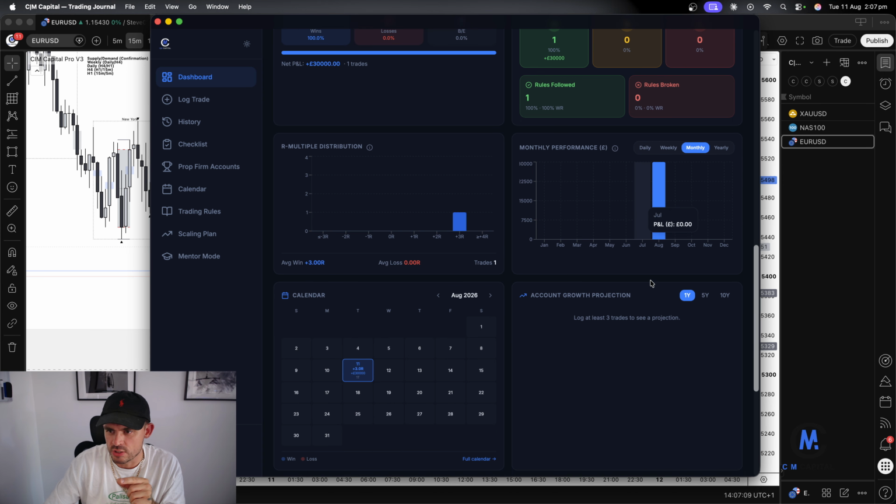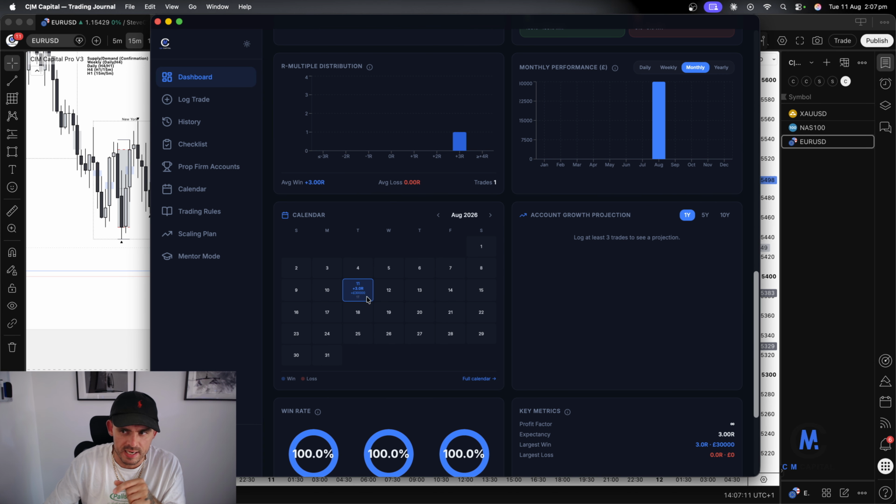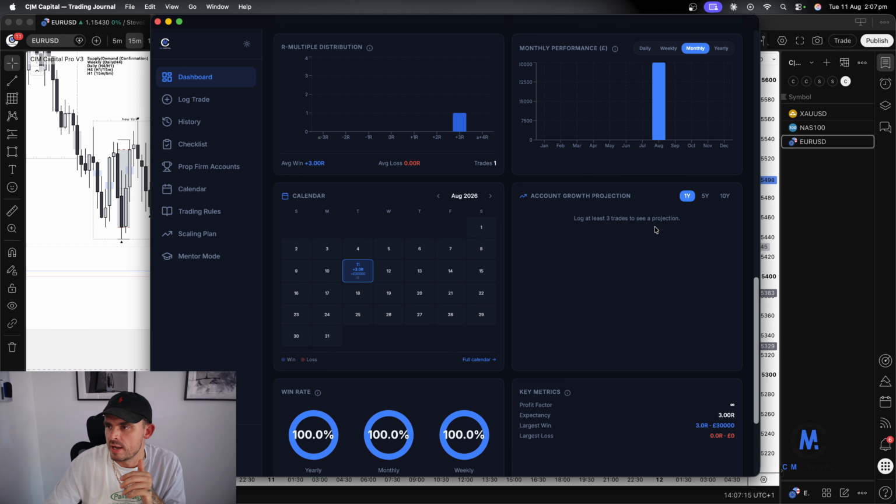I like that addition. Calendar, that's just a basic calendar. You can see it, and then we have got a full page calendar, which we'll go into as well. Account growth projection.